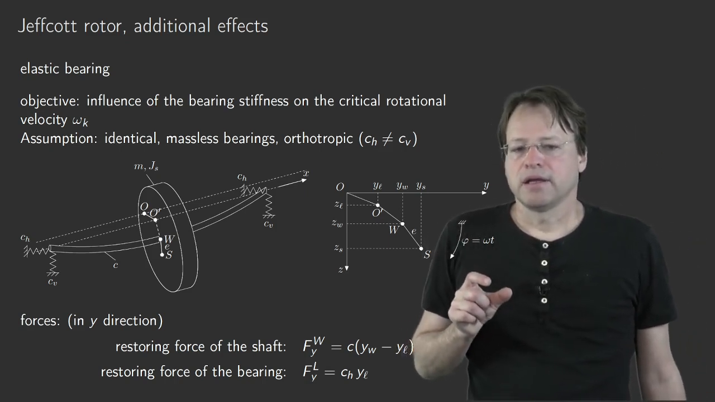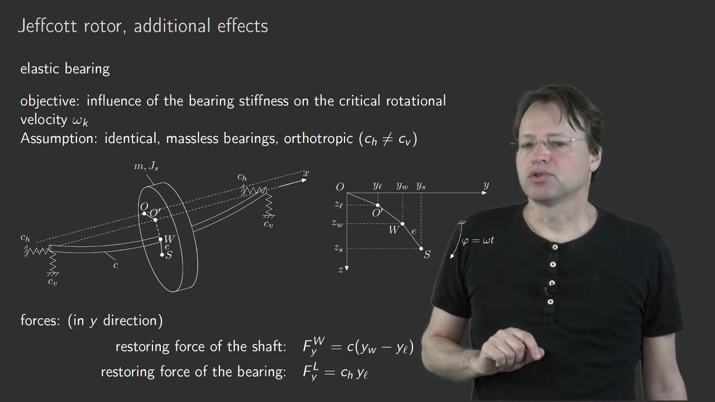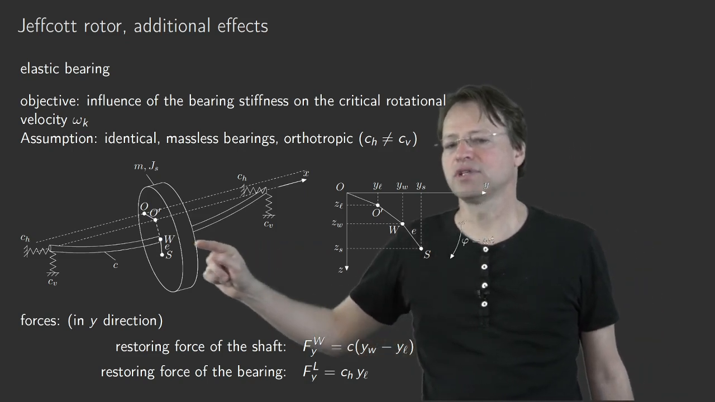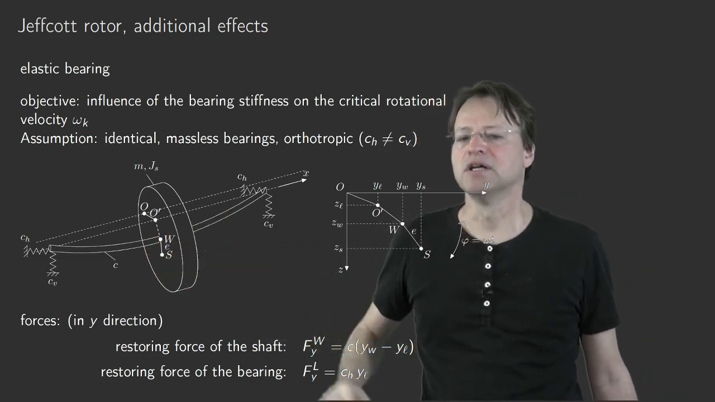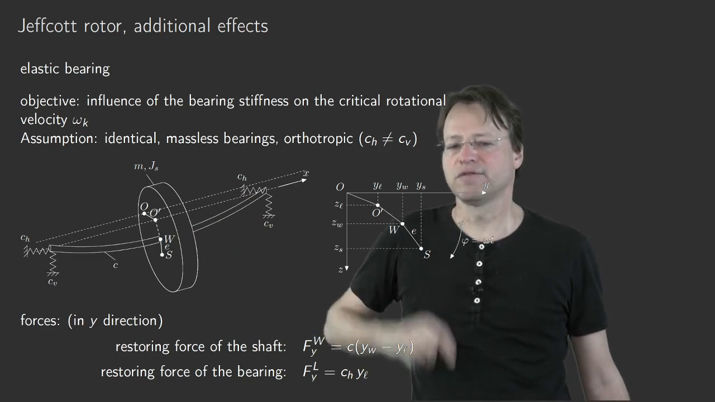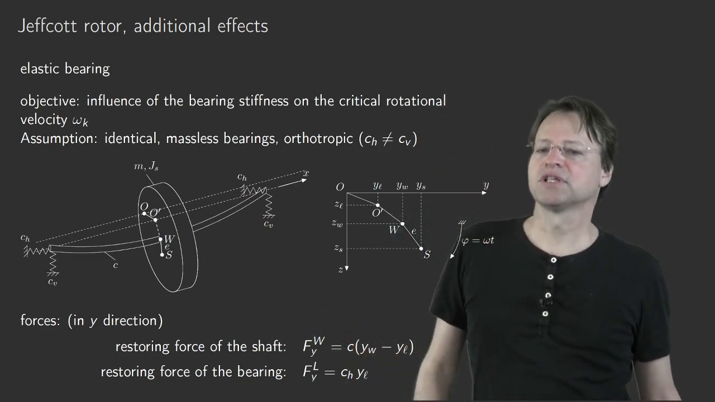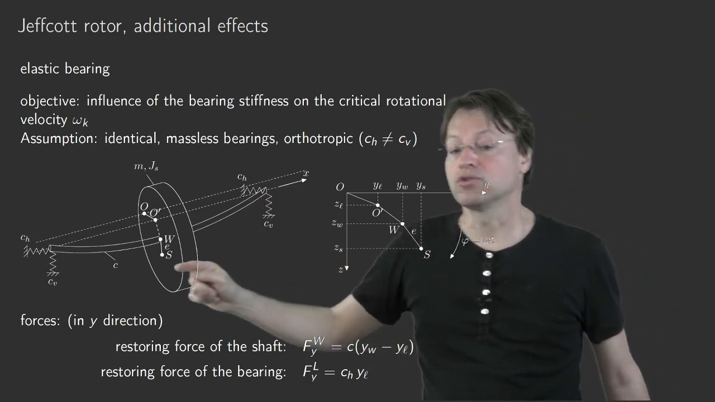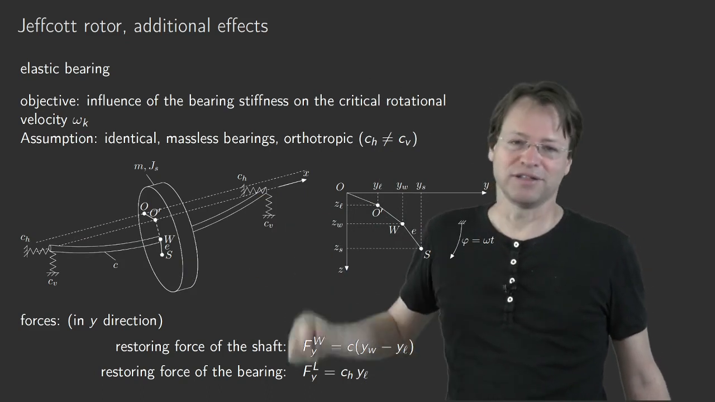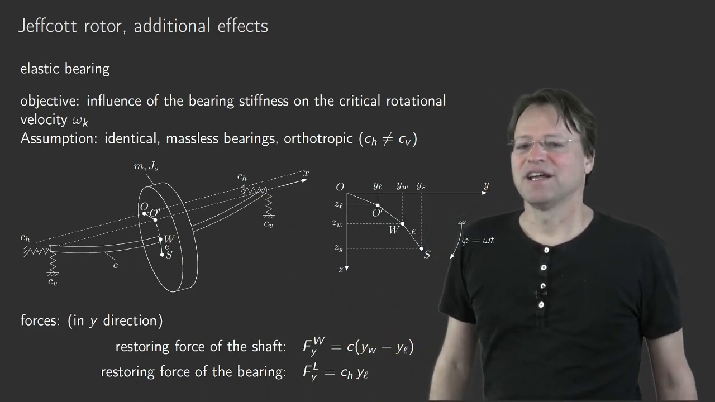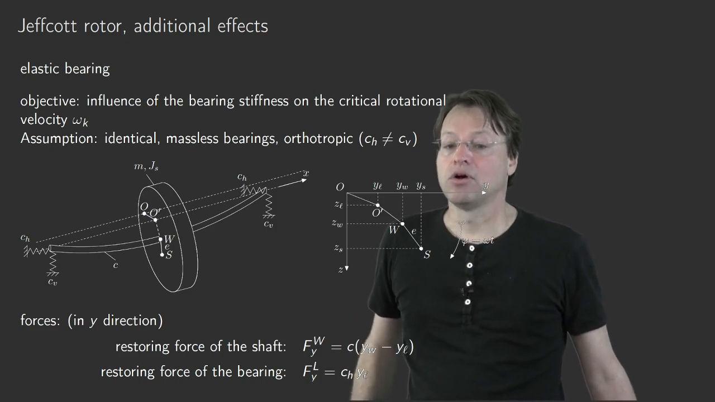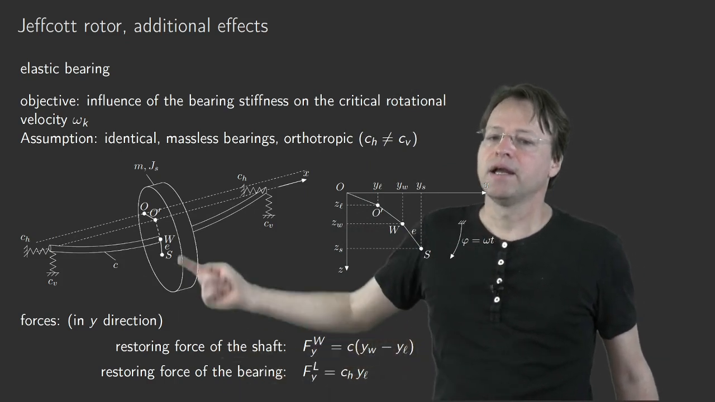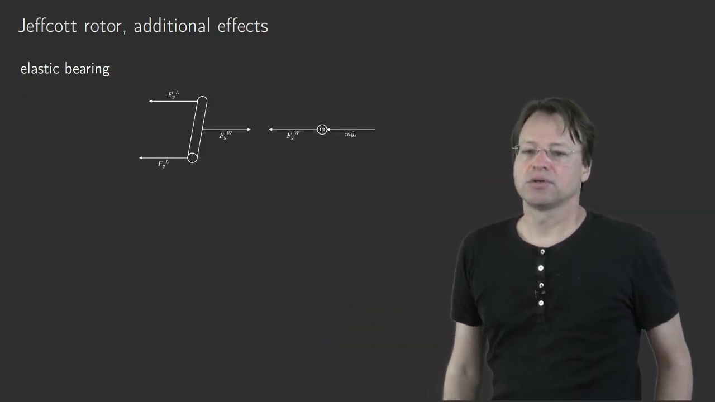Now, the derivation of the equation of motion becomes a little bit more involved, because on the one hand, we have to take into account the free body diagram of the disc and the shaft, which is the same as before, of course. But then we also have to consider a balance of forces at both ends of that shaft, the left and the right end, a balance of the elastic restoring forces that relate to the bearing on the one hand, and to the shaft on the other hand. This is shown on the next slide.